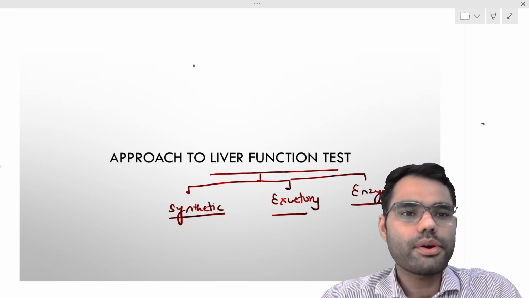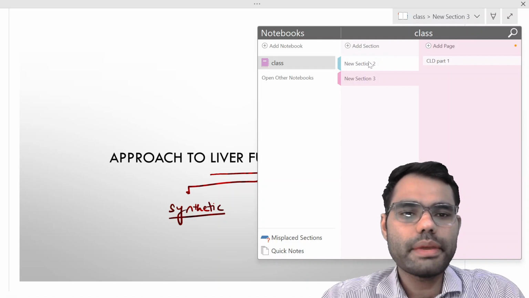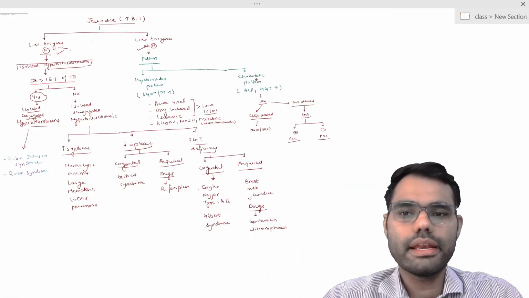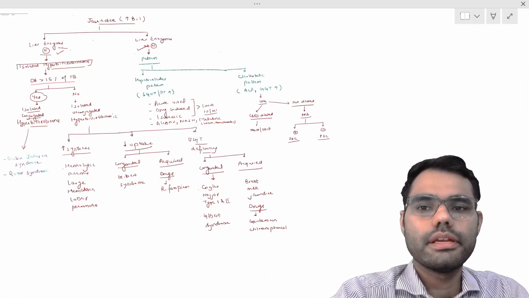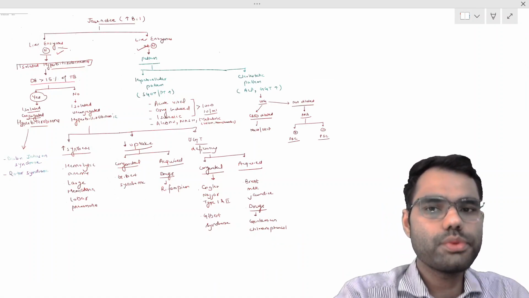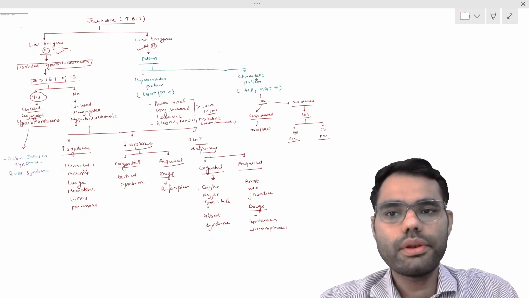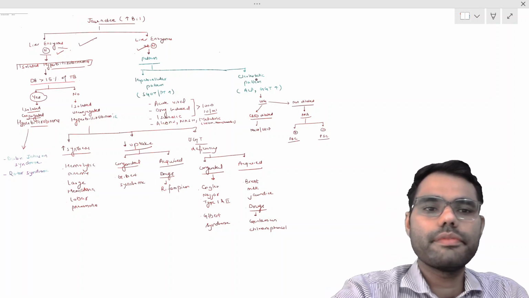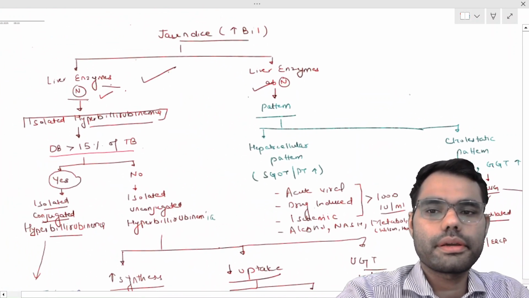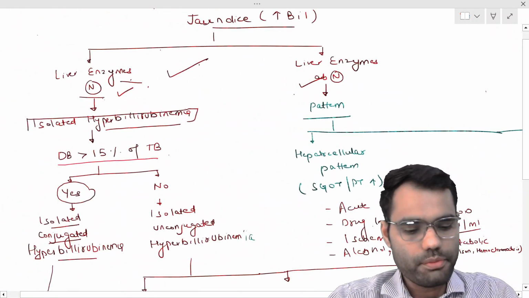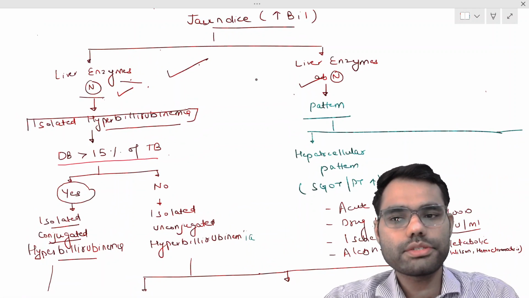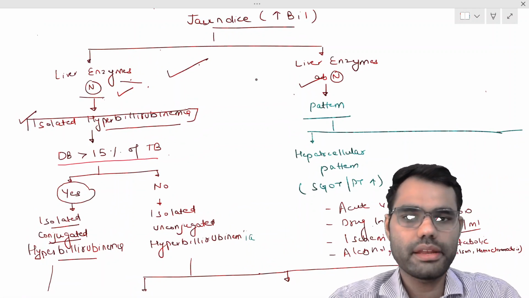So let us first of all talk about how we approach a patient who presents to us with jaundice, right? That means increased bilirubin. So step one, whenever a patient comes to us with increased bilirubin, is to look at the liver enzymes, right? So whether the liver enzymes are elevated or not. If the liver enzymes are normal, that means it is just a case of isolated elevation of bilirubin, right?